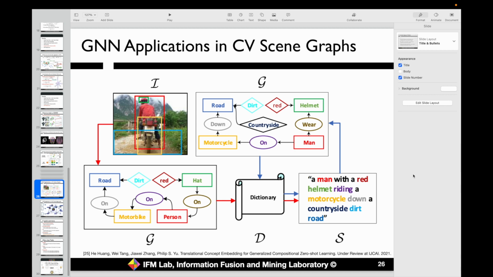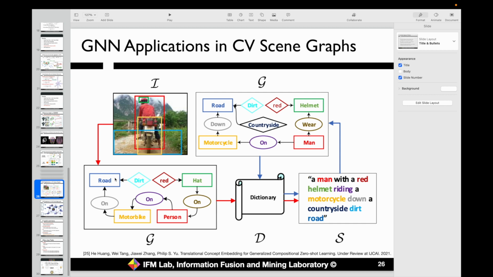So formally, as we show here, we have an input image. We know that in the image we have different information. Now this man is wearing a jacket. This jacket color is red, and he's also riding a motorbike on a road. Therefore, according to the input image, we can recognize the scene graph from the input image, right? Now this person is wearing a red hat, and he's also riding a motorbike. His motorbike is on the road, right?